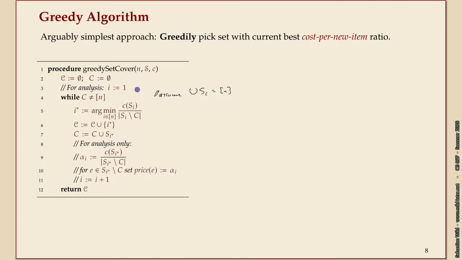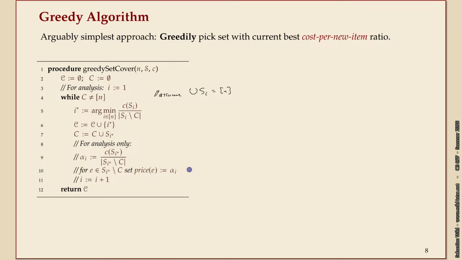There are a few annotations there that are not part of the algorithm, but are useful for the analysis. The while loop is not a for loop with specific iterations, but of course you can speak about the ith iteration, just the way it's run. And we keep track of the price at which we covered certain elements. So alpha i is the cost per new item ratio of the set that we picked in the ith iteration. And for all the elements that we now gained in the covered elements C, for those elements we set the price at which we have covered them to alpha i.